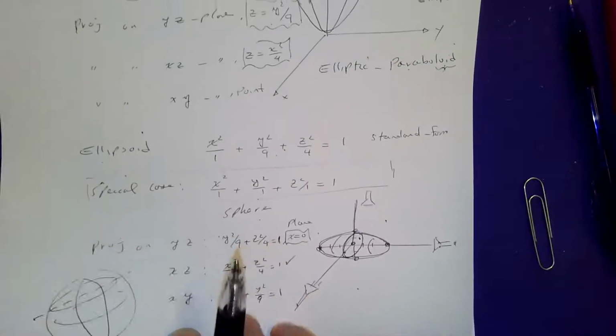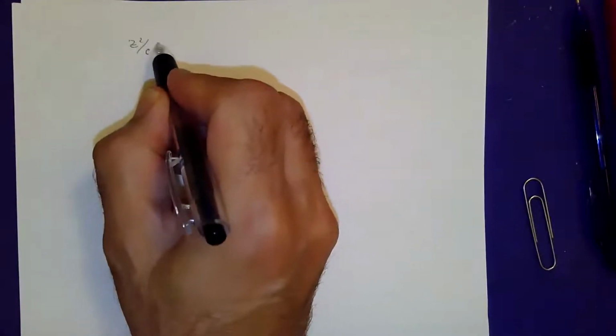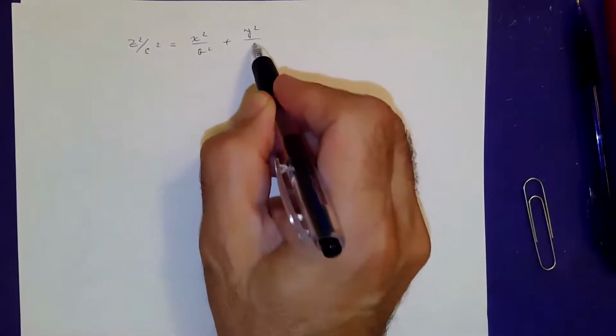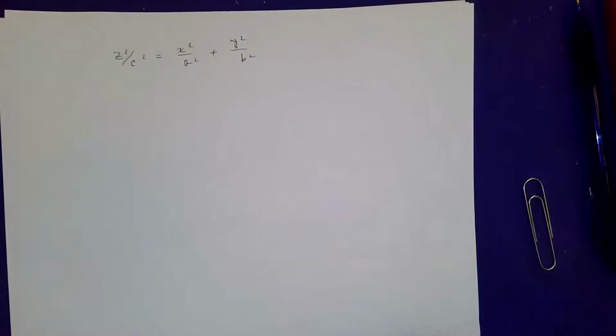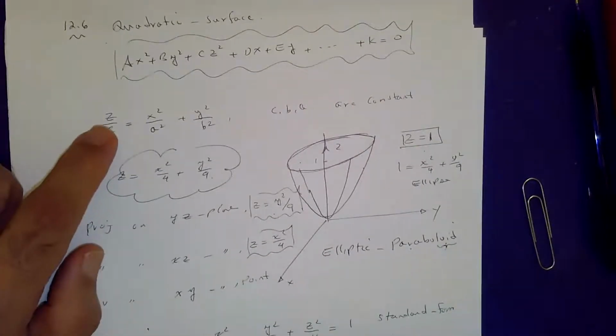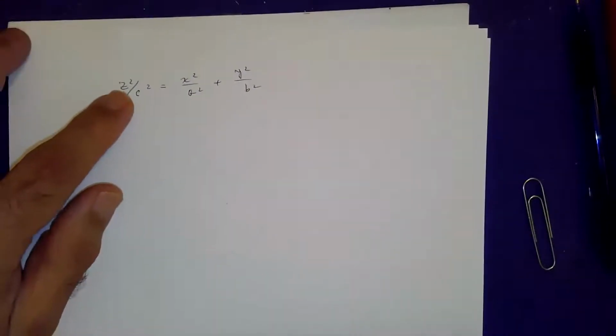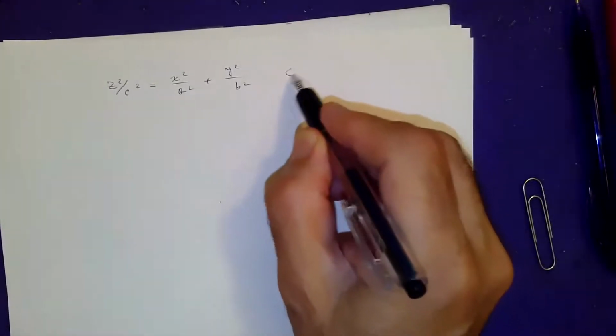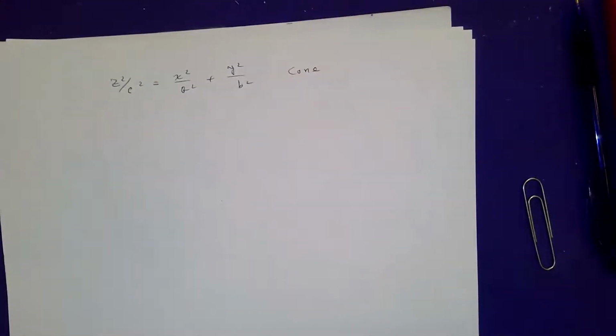Okay. So the next idea, or the next graph, there are like 6 of these guys, is this guy. When you have z squared over c squared equals x squared over a squared plus y squared over b squared. So notice, it's almost the same as the elliptic paraboloid, except the elliptic paraboloid had one z on the left, but this guy has z squared on the left. But the right side looks like the elliptic paraboloid. Believe it or not, this is a cone, a circular cone.